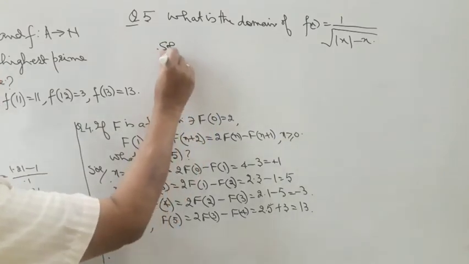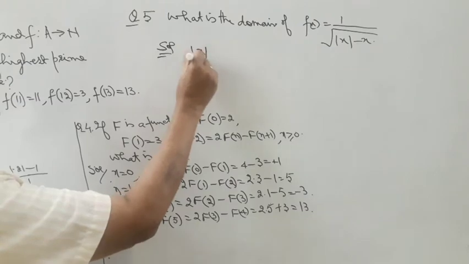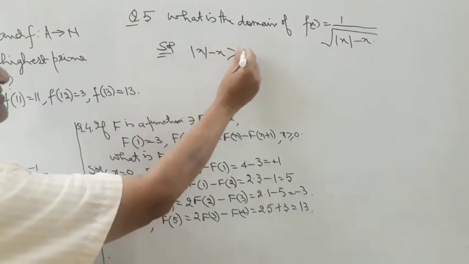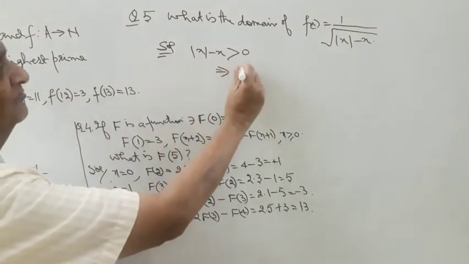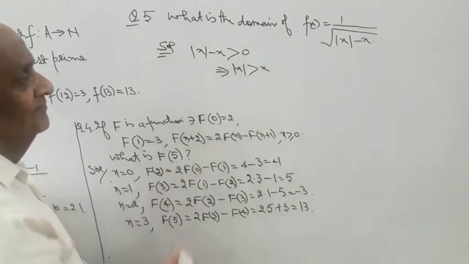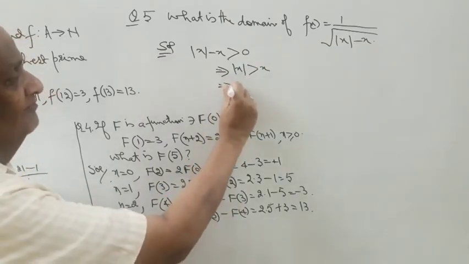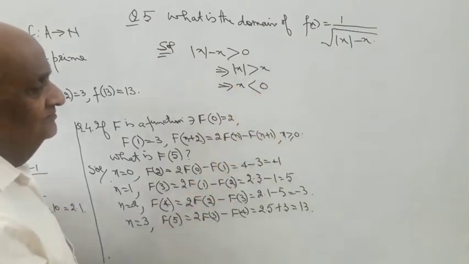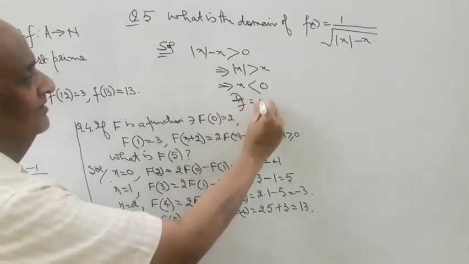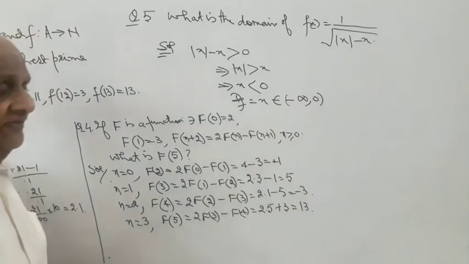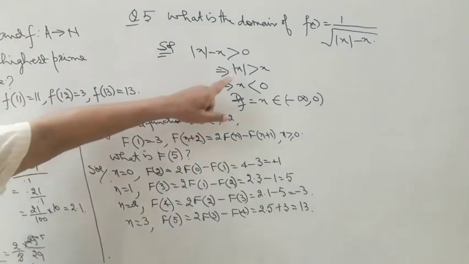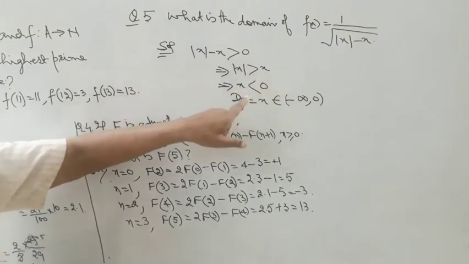The solution for this is we have modulus x minus x is greater than 0. Because under root of expression is there, naturally it cannot be negative and of course cannot be equal to 0. This implies modulus x is greater than x. Check out. And this implies x is less than 0. So the domain of the function is x belongs to minus infinity to 0, open interval. See, this should be very clear. When we have modulus x greater than x, it implies that x is less than 0.